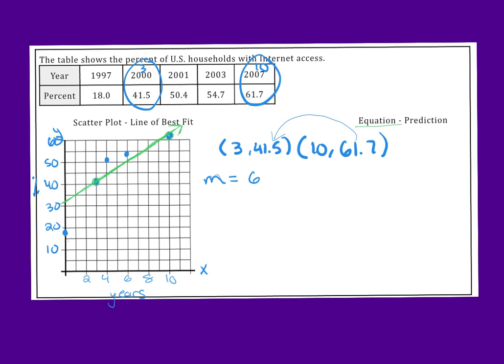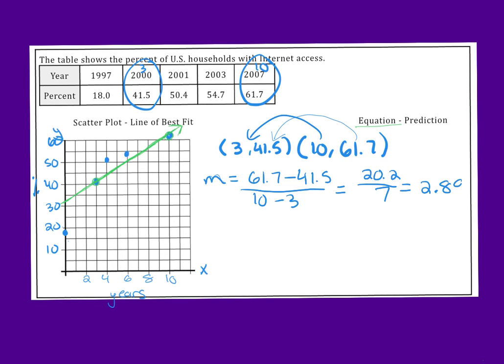Subtract my y values: 61.7 minus 41.5. And then subtract my x values, 10 minus 3. So when we're doing this, it is okay, we're just going to get some decimals and we will just round them. So this will be 20.2 over 7. If you divide that, we're going to round it to about 2.89.